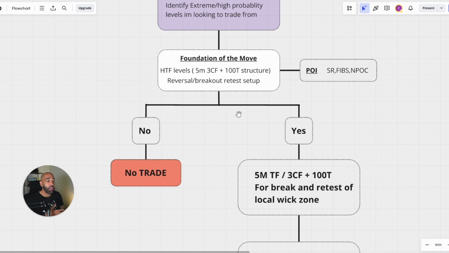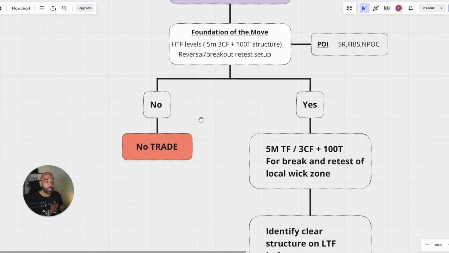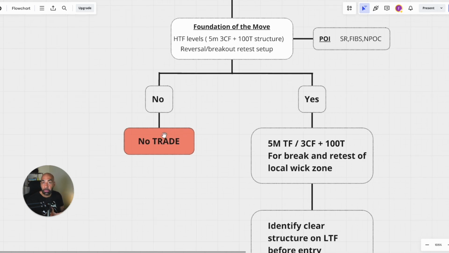Now, when I get to the foundation of my levels, if I don't have any of this, and it's a no, it's a simple no trade for me. It's as simple as that, no trade. I stay out of the market.